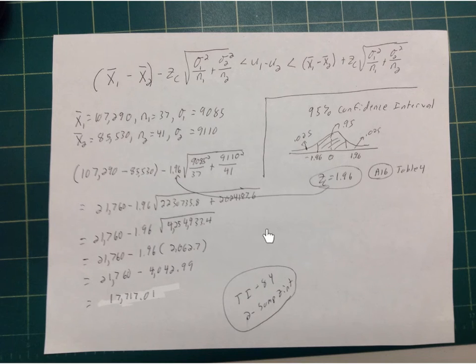There is another way you can do this, besides using the formula. The calculator has this built into it. If you go to stats and over to test, and you go down to 2 sample Z interval, and you just type in this information, it'll do the calculations for you.